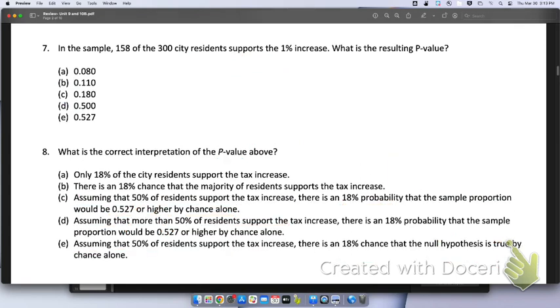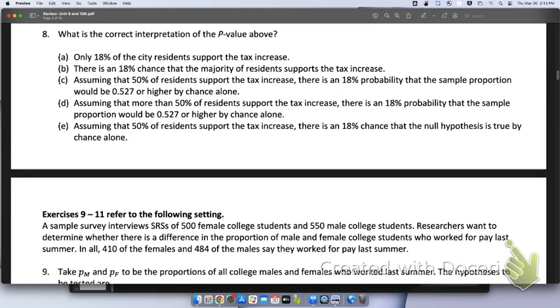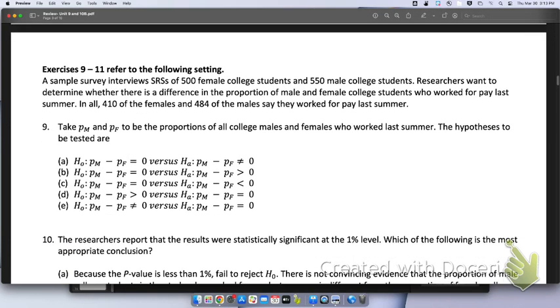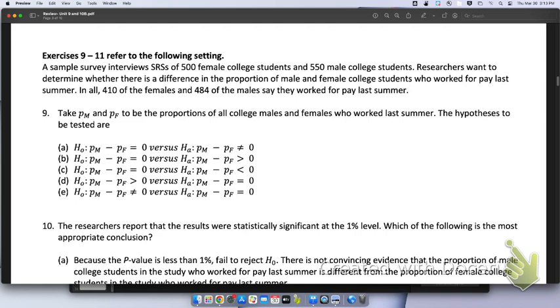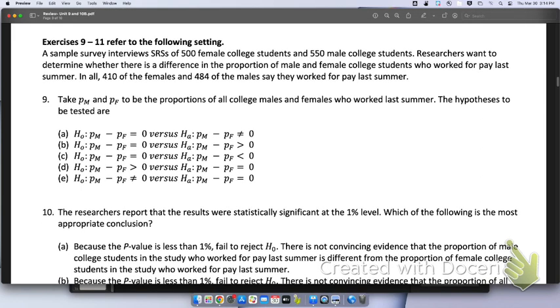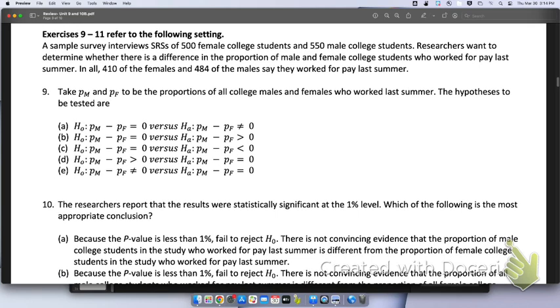All right, number 9. A sample survey interviews an SRS of 500 female college students and 550 male college students. Researchers want to determine whether there is a difference in the proportion of male and female college students who worked for pay last summer. In all, 410 of the females and 484 of the males say they worked for pay last summer. Take P sub M and P sub F to be the proportions of all college male and females who worked last summer. The hypotheses to be tested are what?